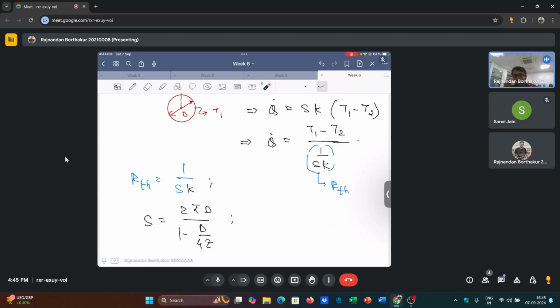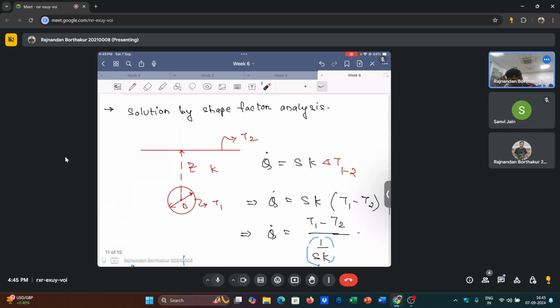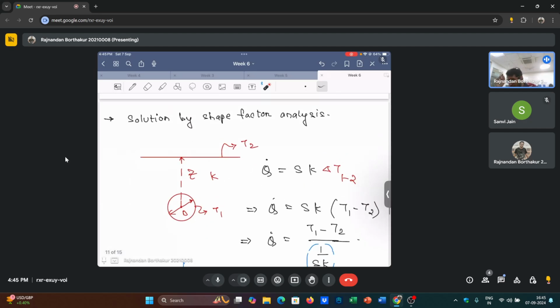Okay. Now, in your exams, I understand it is not possible to remember this. So in your exams, if there is a question on shape factor, you will be given the geometry and correspondingly the expression for the shape factor for that geometry. Okay. All right. So this was the solution by shape factor. Any questions on this? This was easy, right? I mean, there is nothing much to be explained. It has also been nicely explained in the lecture classes.